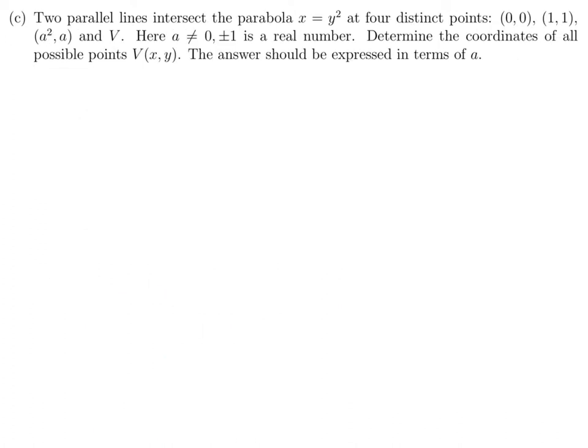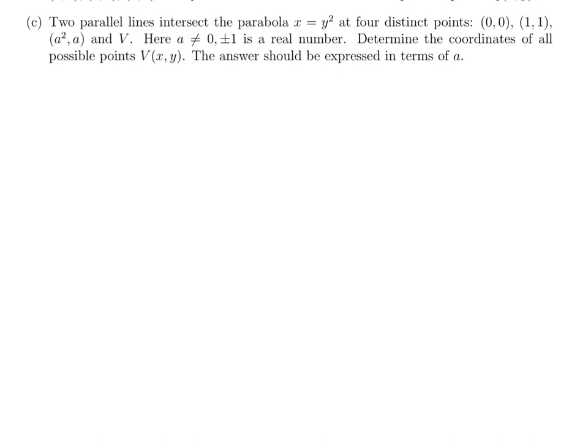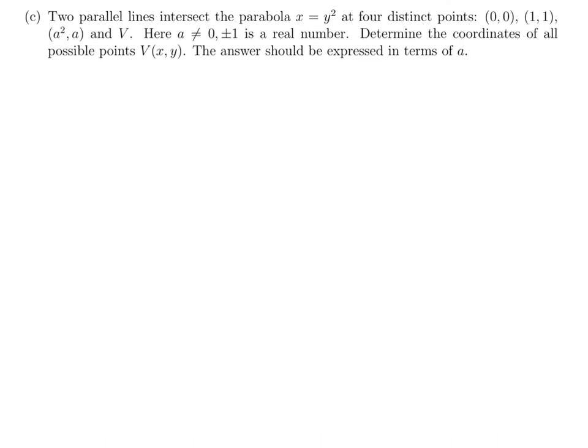Two parallel lines intersect the parabola x equals y squared at four distinct points: (0, 0), (1, 1), (a squared, a), and V. Here, a does not equal 0 or plus or minus 1, and is a real number. Determine the coordinates of all possible points V. The answer should be expressed in terms of a.